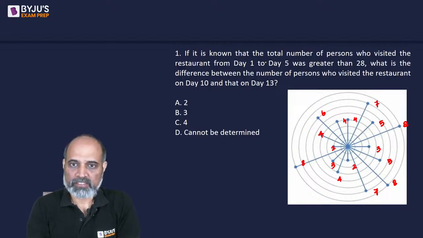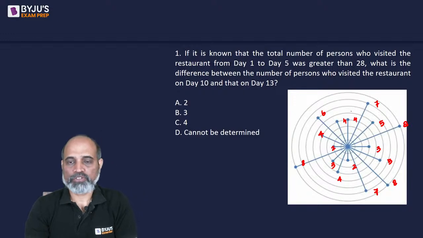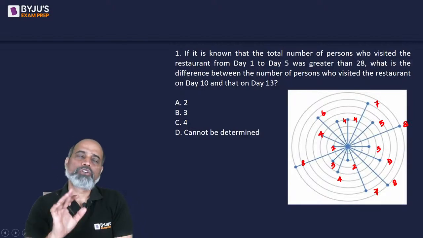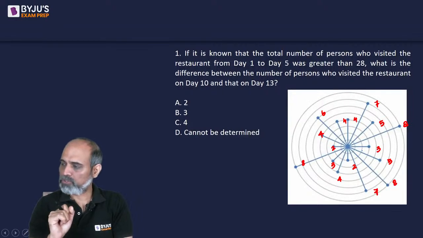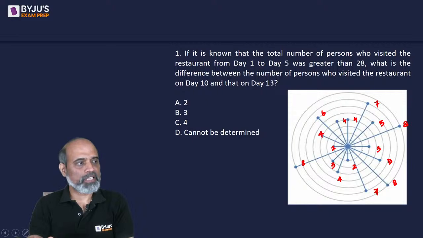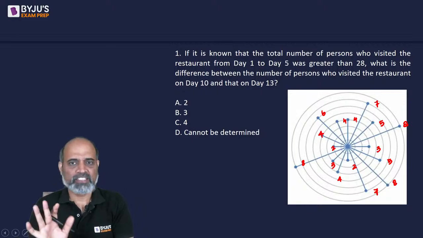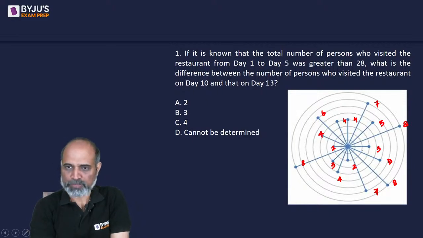So it says total number of persons who visited the restaurant from day 1 to day 5. So which one is day 1 to day 5? But it says it was greater than 28. So let's look at this. For 5 days, it was 28 overall. So on an average, every day there were 5 people, right? 28 divided by 5, at least 5 people were there, 5 to 6 people.